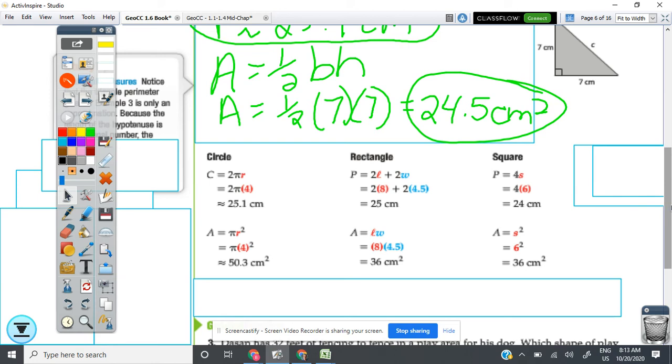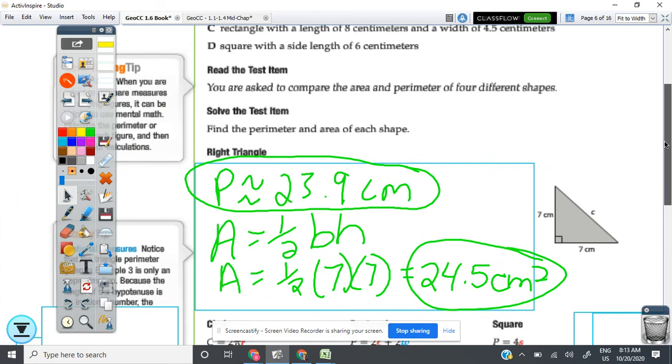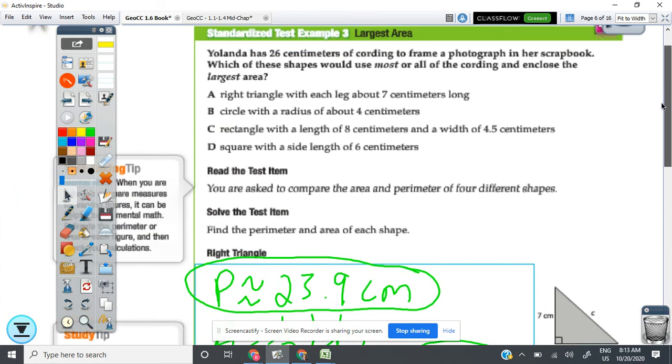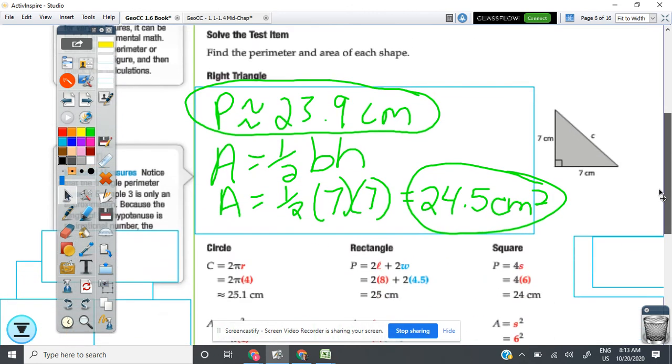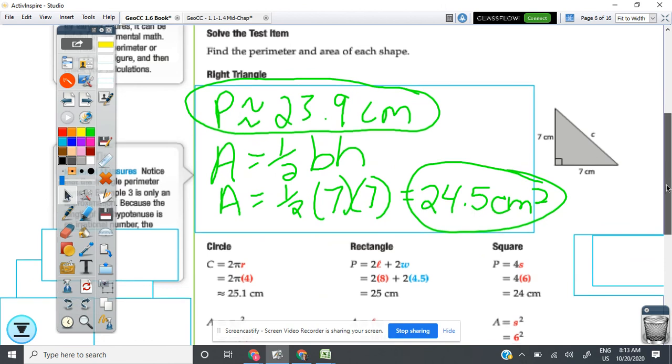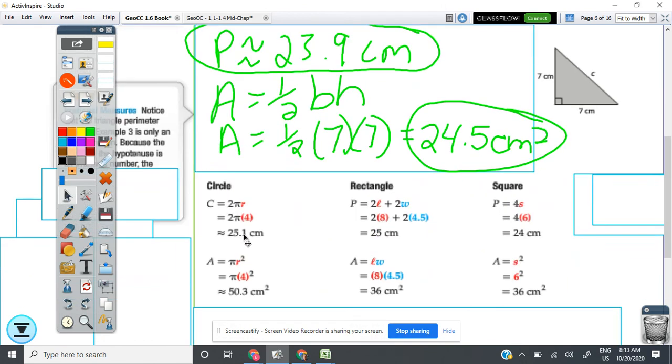Okay, thanks, Taylor. Okay, so now let's go back and answer our original question. Which of these shapes would use most or all of the cording and enclose the largest area? Okay, two parts to the question. Well, it's 26. We use a lot of it. The area is 24.5. None of them are over 26.